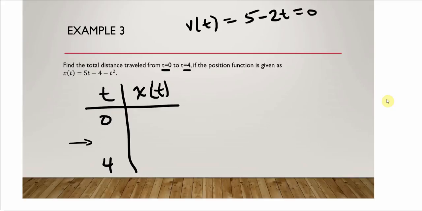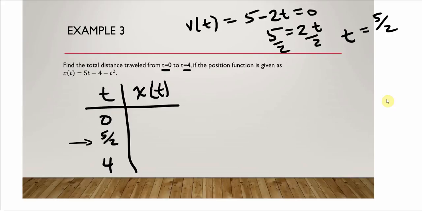I set it equal to 0. 5 is going to equal 2t. I divide by 2. So that means that at t equals 5 halves, my particle is going to actually stop. It doesn't mean that it's going to change direction, but it's going to stop. So I'm just going to find the position at that time.